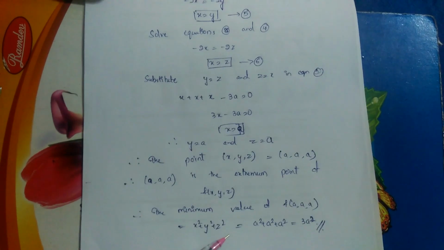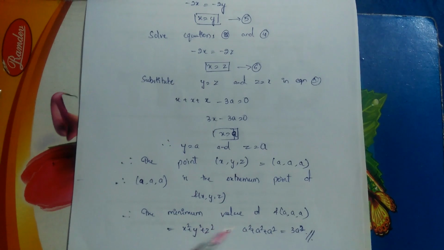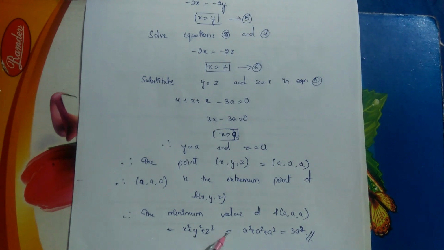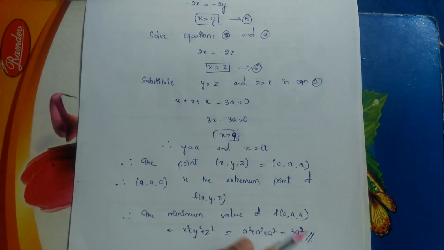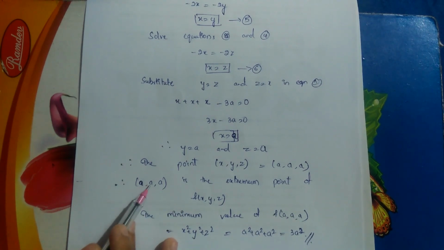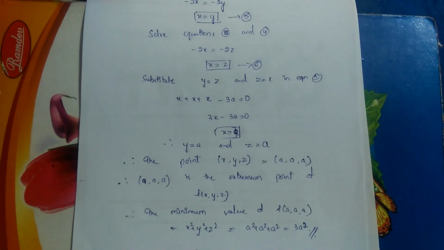So finally we are writing a conclusion step: therefore the minimum value of f(a, a, a) equals x² + y² + z², and that equals a² + a² + a², that comes as 3a². So this is the extremum value and the extremum point is (a, a, a). So we can even call it the minimum value and this is the minimum point.